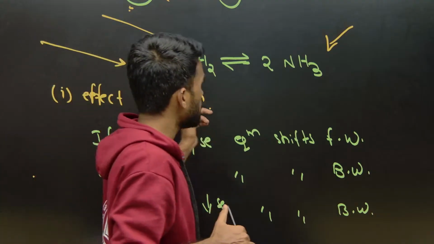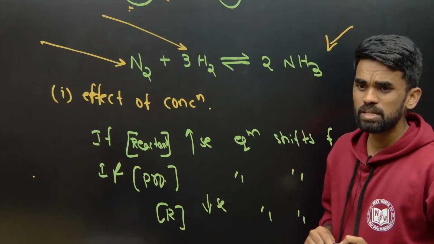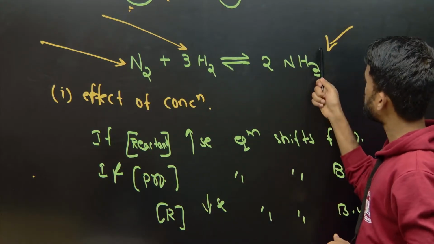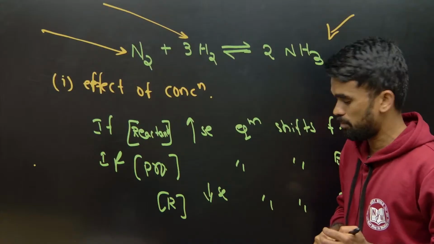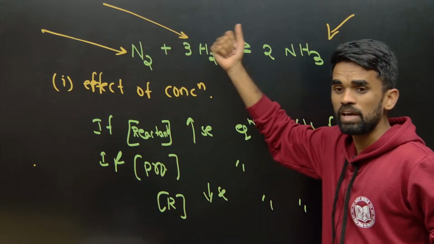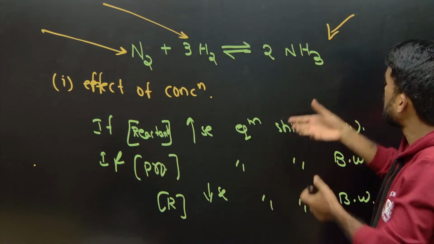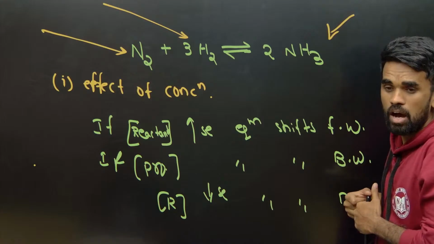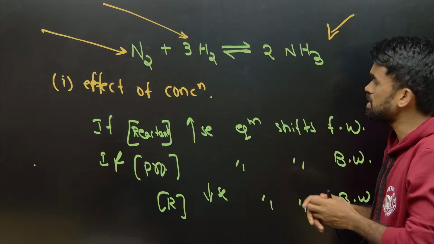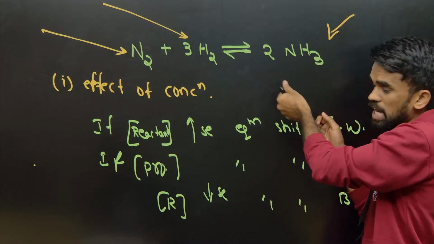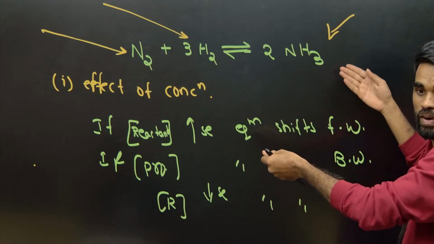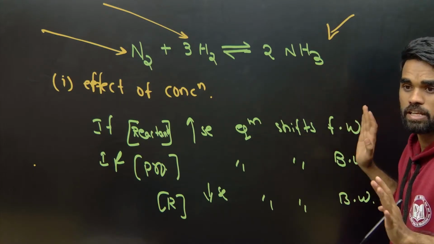Now Haber's process is a process used for the production of ammonia. So for the production of ammonia, what method can we use? Either increasing the concentration of reactants will favor production of ammonia, or decreasing the concentration of the ammonia formed will favor the reaction forward. It means whatever ammonia is formed during the reaction should be removed continuously. Therefore the equilibrium favors forward, and more ammonia is produced.